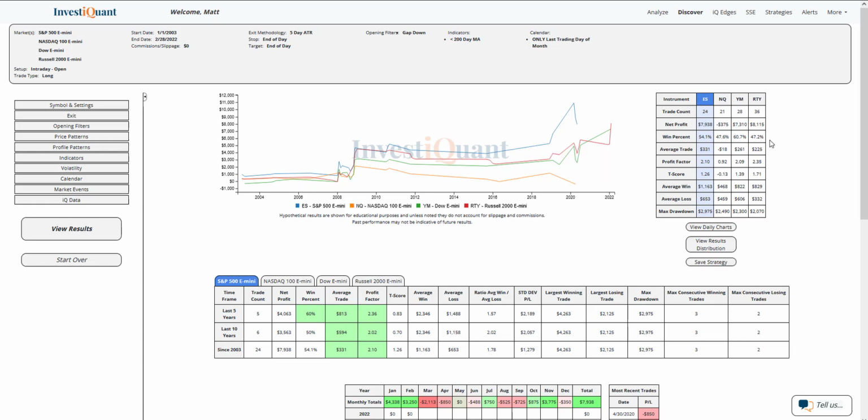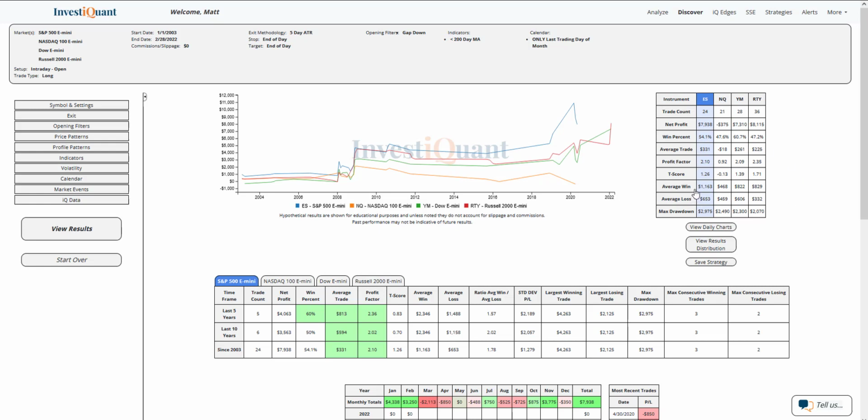If we look at the win rates on them, they are coming in very mixed. So the S&P coming in 54%, NASDAQ 48%, Dow 61%, and Russell 47%. So we're kind of all over the place on win rates. None of them are super strong or super weak. They are pretty mixed overall.